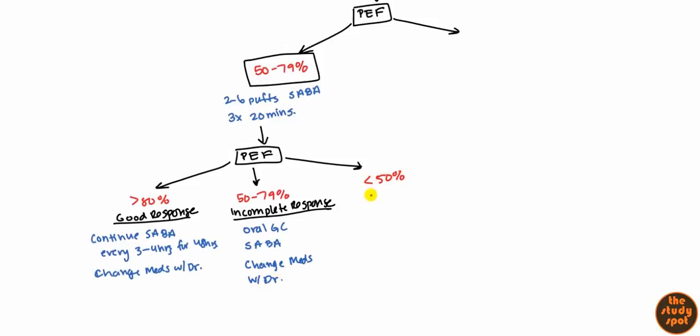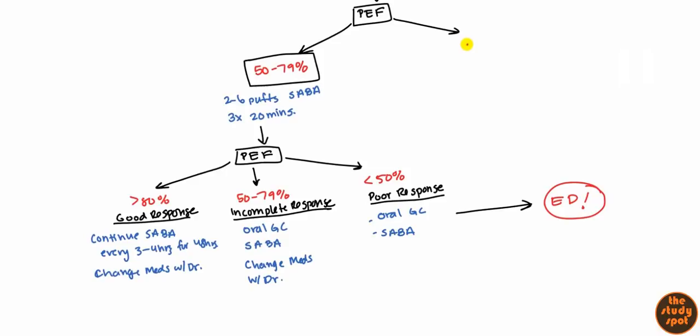If it's less than 50%, that's a poor response. You definitely want the patient to take some oral glucocorticoids and a short-acting beta agonist, and then they want to immediately go to the emergency department. So this is why the action plan is very, very important, because they can figure out, when should I go to the emergency department, when should I just up my drugs, or when should I just do what I'm doing. So very, very important that patients are aware of this. And by the way, even if they get less than 50% on the first flow, you want to do the same management.